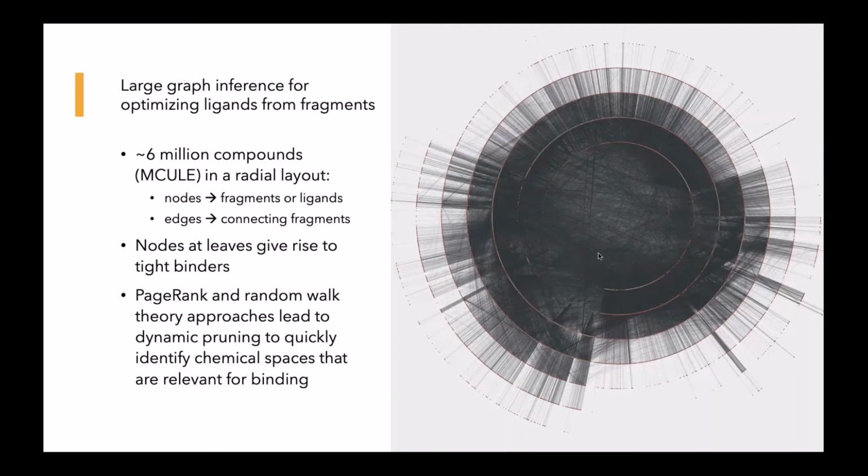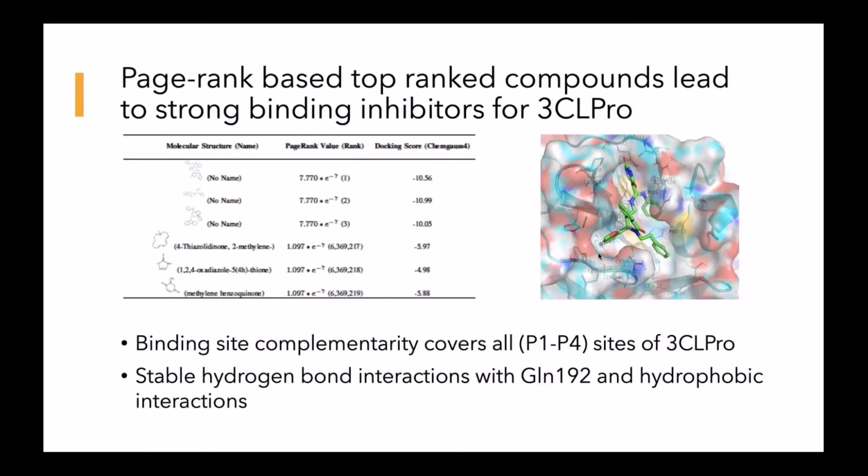So we applied algorithms like PageRank and started to ask, can we dynamically prune this chemical space very quickly for us to identify binders? So this was the hypothesis we went with. And in fact, we do find that this is the 3CL Pro system that I was talking to you about. There is a binding site complementarity that you can observe from this. This is a top ranked compound that we got from the PageRank idea.